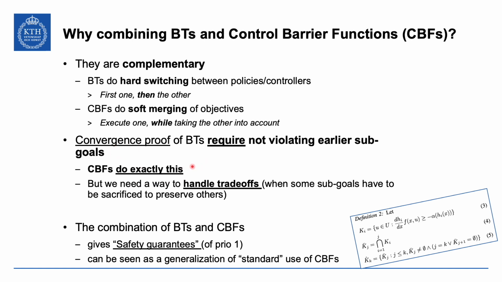So that's why it's a good match, and we can also handle trade-offs doing the intersection here, but checking that the intersection needs to be non-empty, so possibly dropping sub-goals when you cannot achieve all of them, dropping the least important ones. So the combination of behavior trees and control barrier functions gives you safety guarantees in terms of your priority one objectives, but it tries to achieve the other ones if possible. And by noting this, we can see this as a generalization of the standard use of control barrier functions.